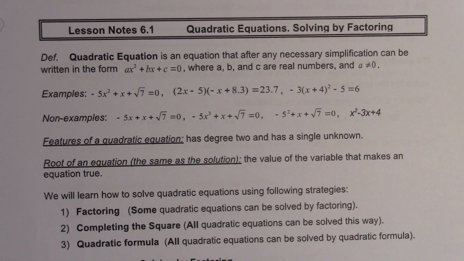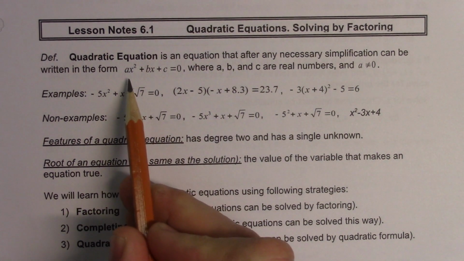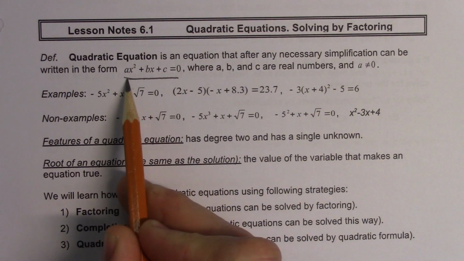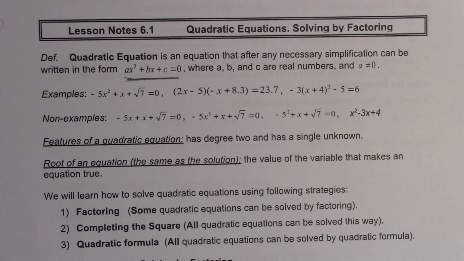A quadratic equation is an equation that after any necessary simplification can be written in this form, which is called what? What type of form is that? Only 2 people know. Put your hands up. What form is that? Ax squared plus bx plus c. Talked about it for a long time yesterday. Standard form, good job. Standard form, right? That's standard form.